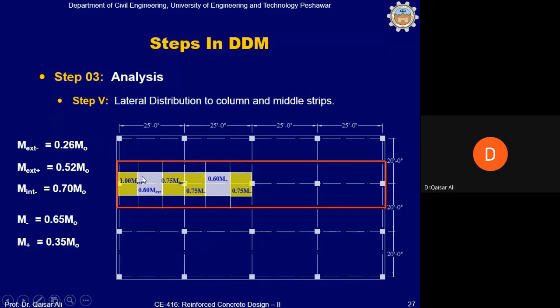And the lateral distribution coefficients are 1 of this and 0.6 of 0.52. The remaining will go to the middle strip equally. 0.75 of this, 0.7. 0.75 of 0.65. 0.6 of 0.35, okay, and so on. So you should write down these coefficients in your notes, and then you will resume the lecture after 5 minutes.